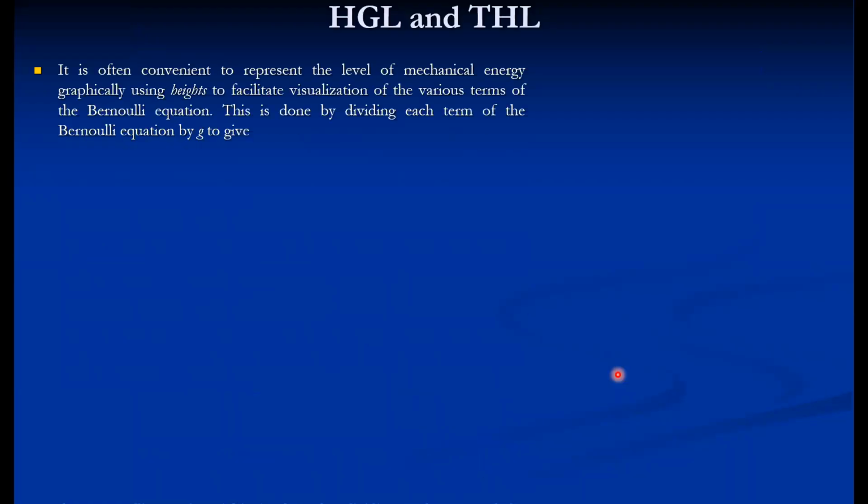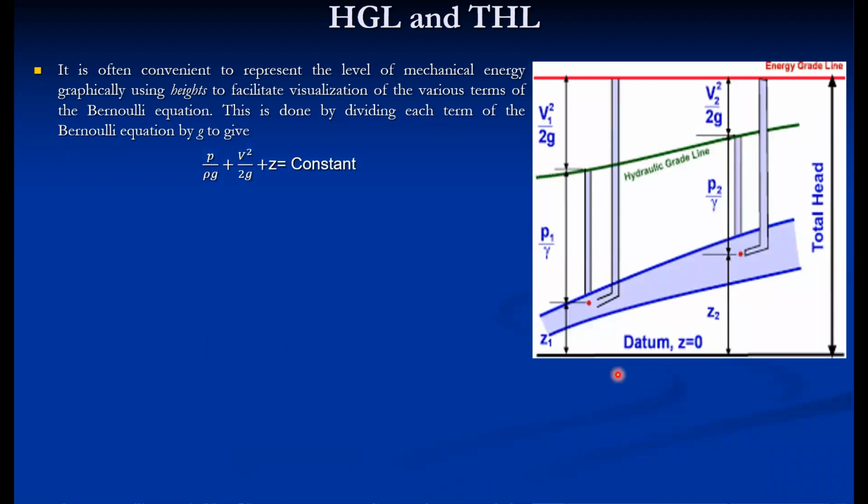For this concept, it is often convenient to represent the level of mechanical energy graphically using heights, to facilitate visualization of the various terms of Bernoulli's equation. This is done by dividing each term of Bernoulli's equation by g, giving this particular expression. All these expressions are in terms of meters or heights. Showing these values as heights of columns is very convenient for showing how the energy changes its form.